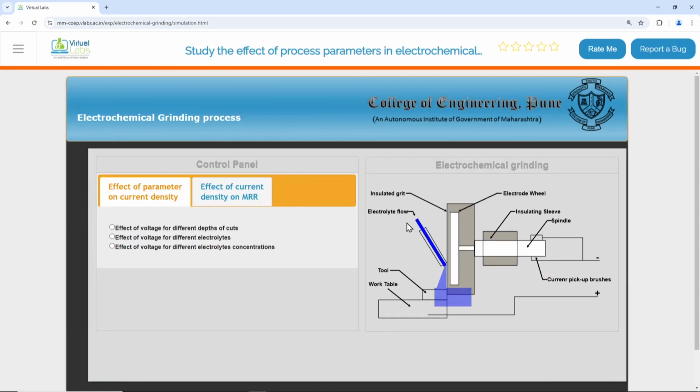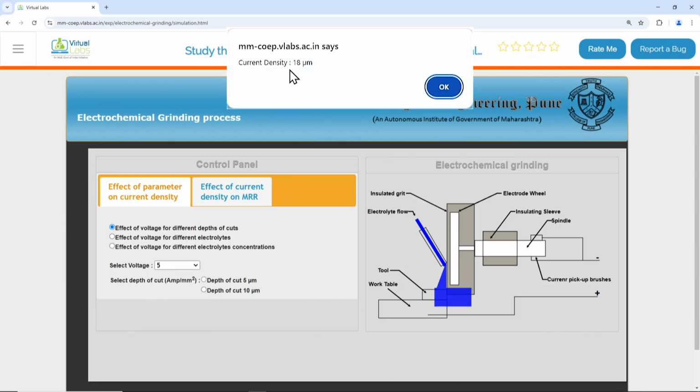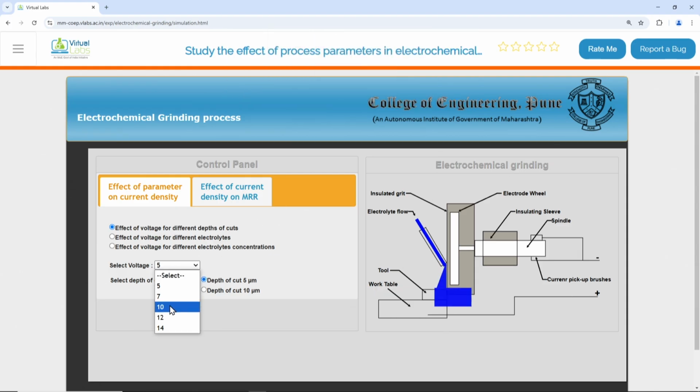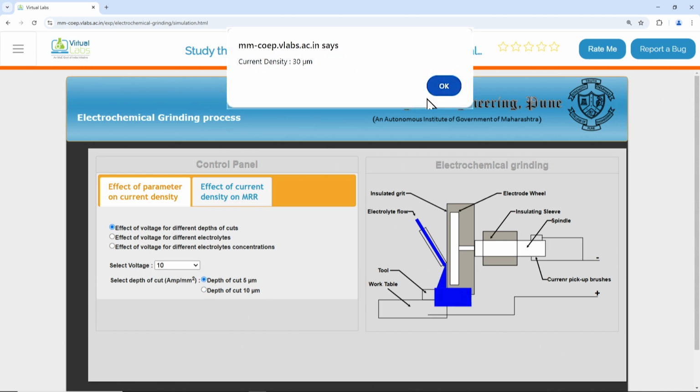You see here the electrolyte flow is coming through this, and here it is being filled, and this is a rotating electrode wheel, and the grinding is being conducted here. For the effect of voltage on depth of cut, you can select different voltages and see how the depth of cut varies. It shows the current density is 18 microns, then at a voltage of, let me say 10, with depth of cut 5, it is 30 microns, with depth of cut 10, it is 22 microns. The current density is shown here.